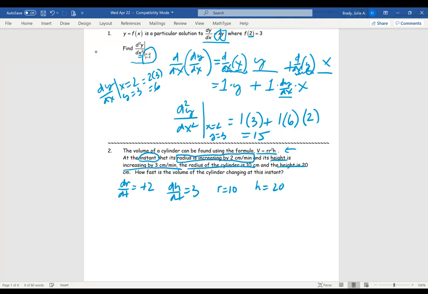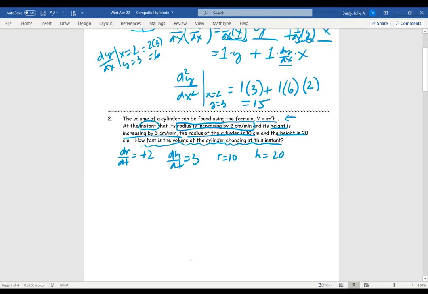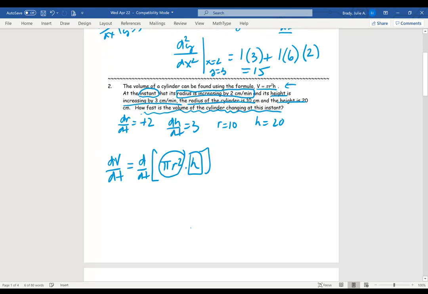Okay, what do they want us to find? How fast is the volume changing? Oh, so we need a rate. We need dV/dt. So dV/dt would be the derivative with respect to t of how you calculate the volume, which is pi r squared times h. I'm going to think of this as the first function and this as the second, and I need product rule again.